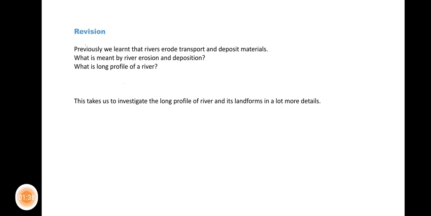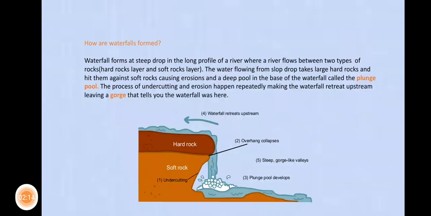And what is deposition? Deposition is when the river loses energy and no longer has enough energy to carry the materials that it is transporting, so it deposits these materials, and heavier materials are deposited first. What's a long profile of a river? It's the investigation of a river's landforms from source up to mouth. So this takes us to the landforms as our topic of investigation in a lot more detail.